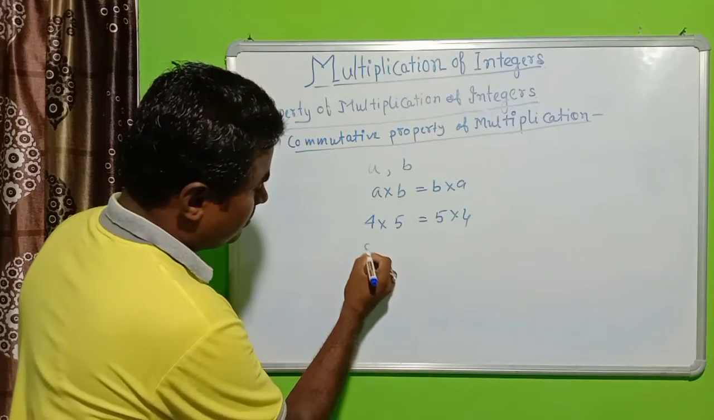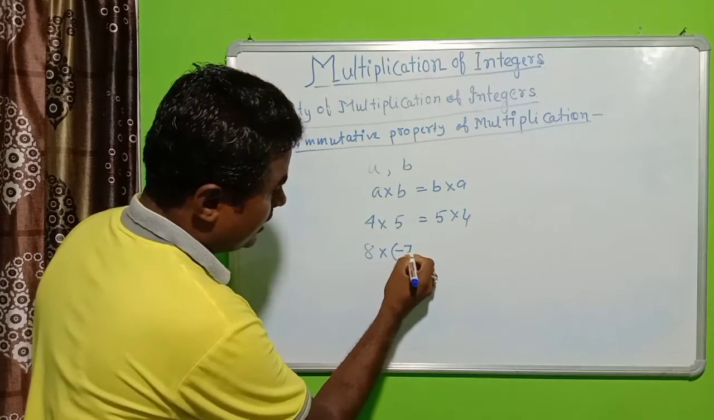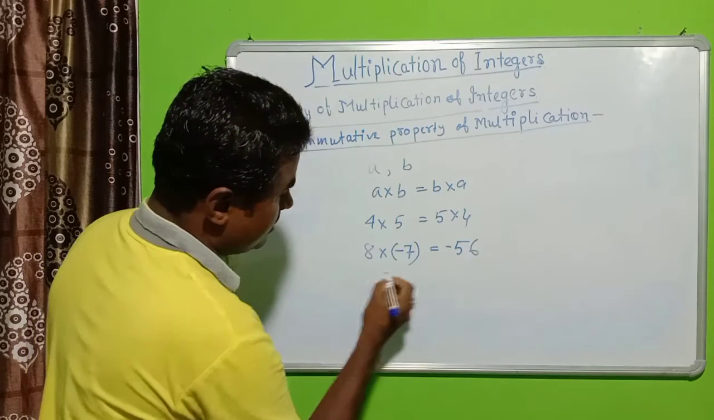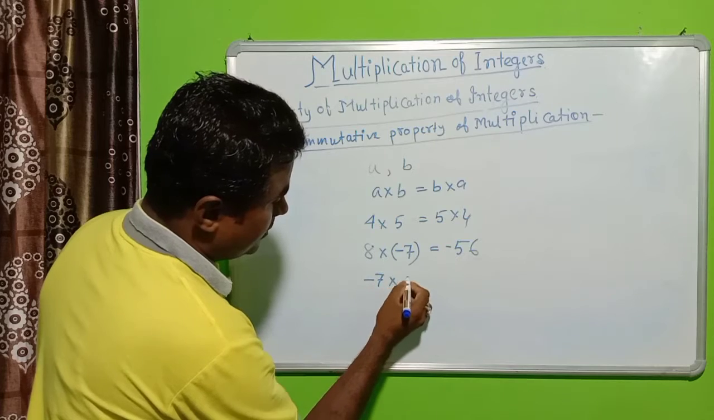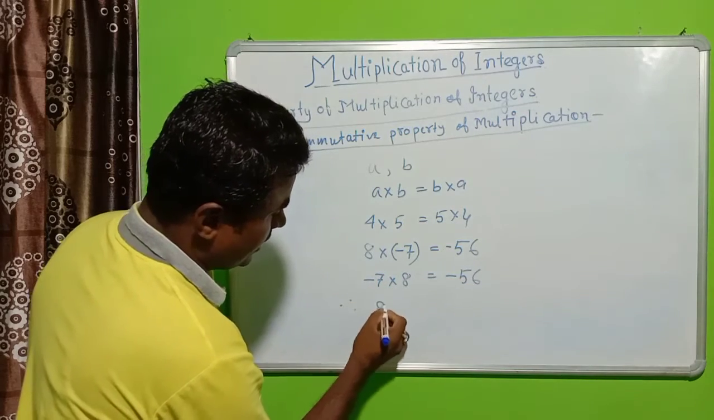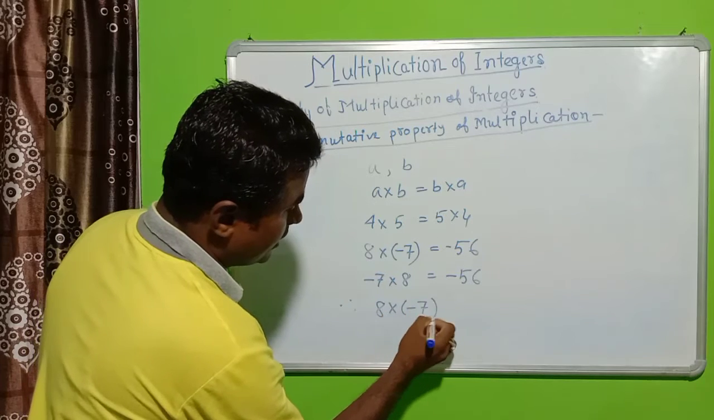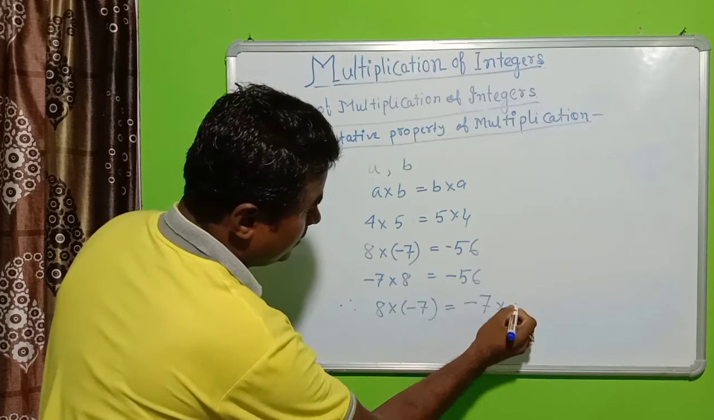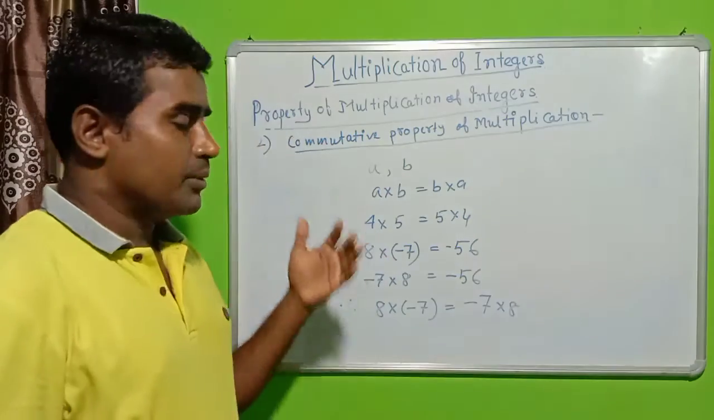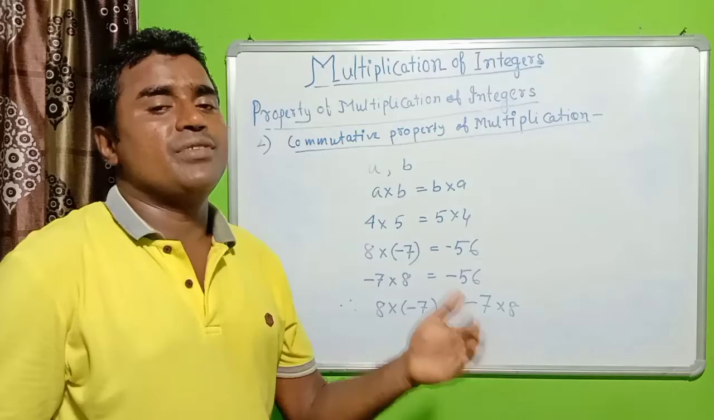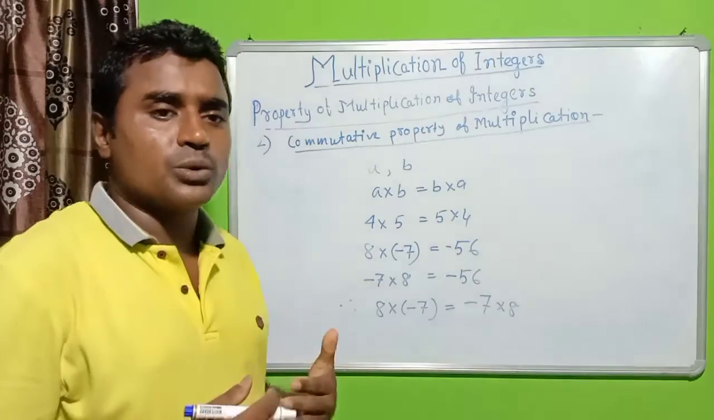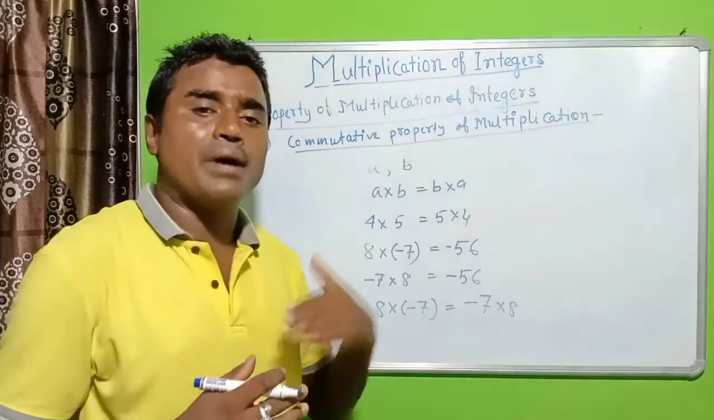Similarly, another example: 8 into minus 7 is minus 56. Similarly, minus 7 into 8 is equal to minus 56. That means we get 8 into minus 7 equal to minus 7 into 8. So from this discussion, it is clear that the product of two integers remains the same if their positions are changed. Hence we say the integers are closed under the commutative property of multiplication.